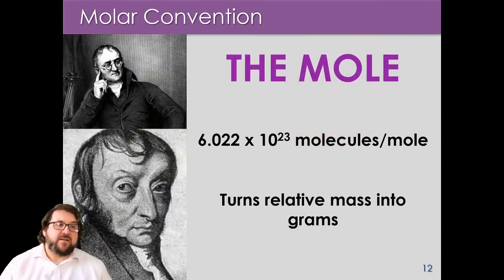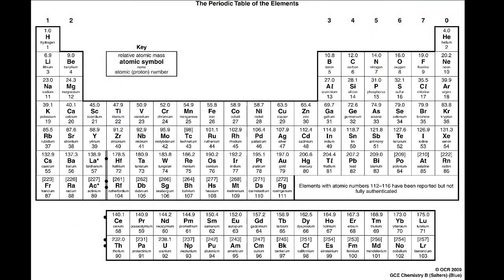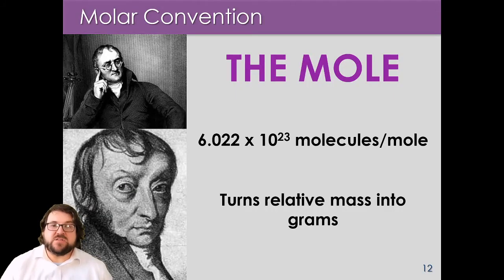So the mole then turns that relative mass into grams, i.e. if I have a mole of any atom on the periodic table, it will weigh exactly the same as its mass number. So again, if I pick mercury, right down there at the bottom of the D block, I need 200 grams of mercury in order to get 6.022 times 10 to the 23 atoms per mole. To give you an idea of what that is, about as many grains of sand as there are on Earth in terms of magnitude. So it's a lot of atoms there.